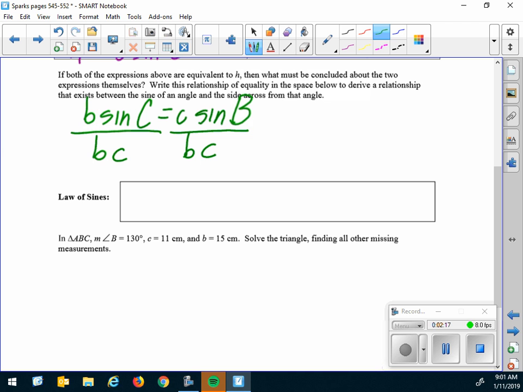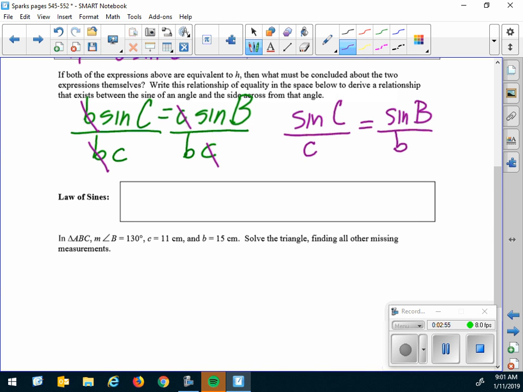I can, as long as I do the same thing to both sides, I can do it, as long as I'm not dividing by 0. How do I know I'm not dividing by 0? Because I cannot have a side length of 0. Good, good. Now, the question is, what do I have left? Well, the b's cancel there, and the c's cancel there. So I've got the sine of c over little c equals the sine of b over little b.